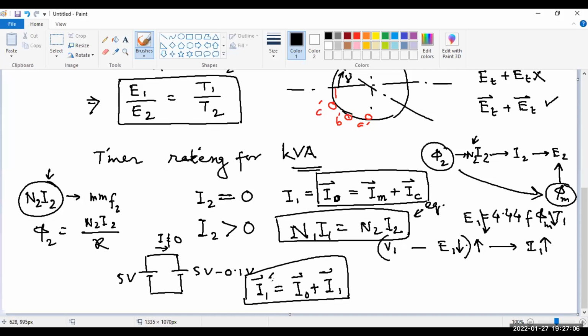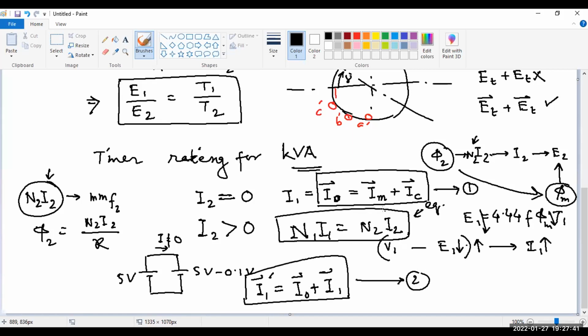So that the net primary current will be different from the previous case, because in the previous case there was only I0 current. Now it will be I0 plus I1. Got my point? So that means we got equations like this. This is one equation we got. This is another equation.